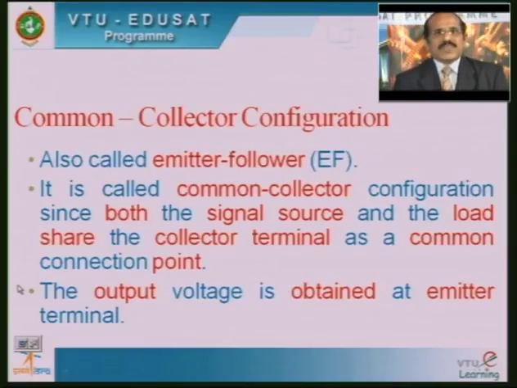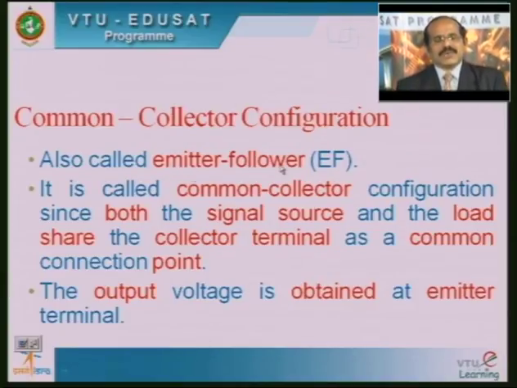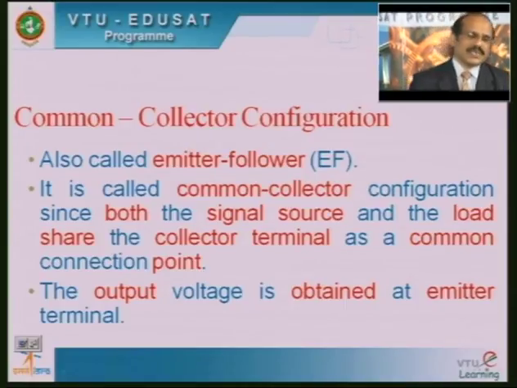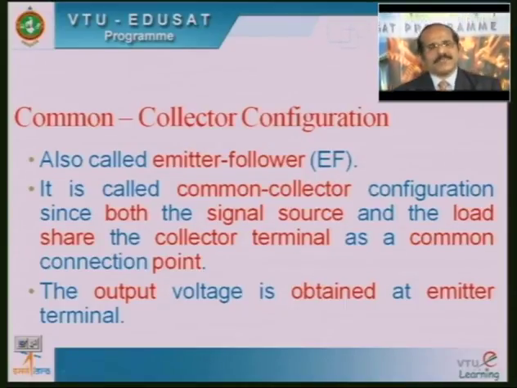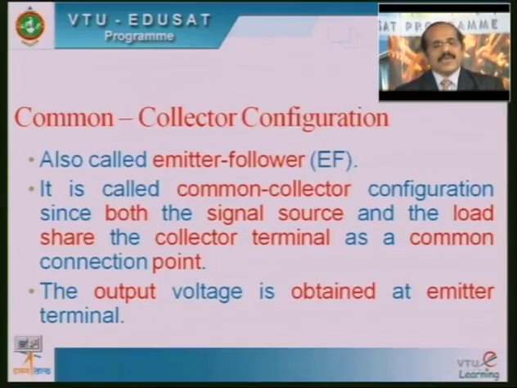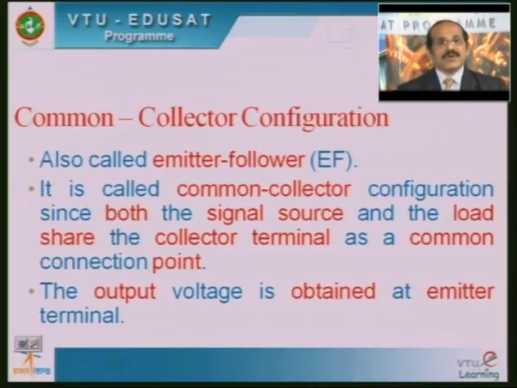Friends, you know that this common collector configuration is also called the emitter follower, or sometimes the voltage follower. It is called emitter follower or voltage follower because the voltage gain of this common collector configuration is 1, whereas the current gain is on the higher side. The input impedance is very, very high and the output impedance is very, very low. It is because of these 4 features that the common collector configuration is called the emitter follower, and it is used as an impedance matching device.